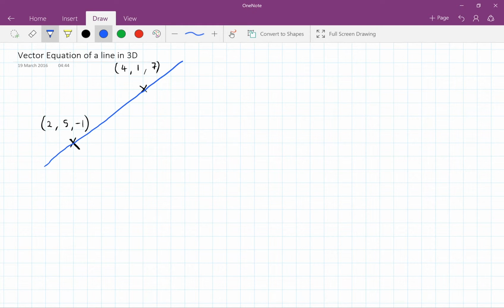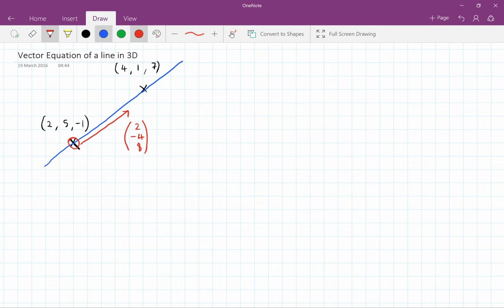Okay, so this is the vector equation of the line in 3 dimensions. So we have a point which is (2, 5, -1), and the line is going in the direction so that the line also goes through the point (4, 1, 7). I hope you can see that that means that this is the vector from the first point to the second point.